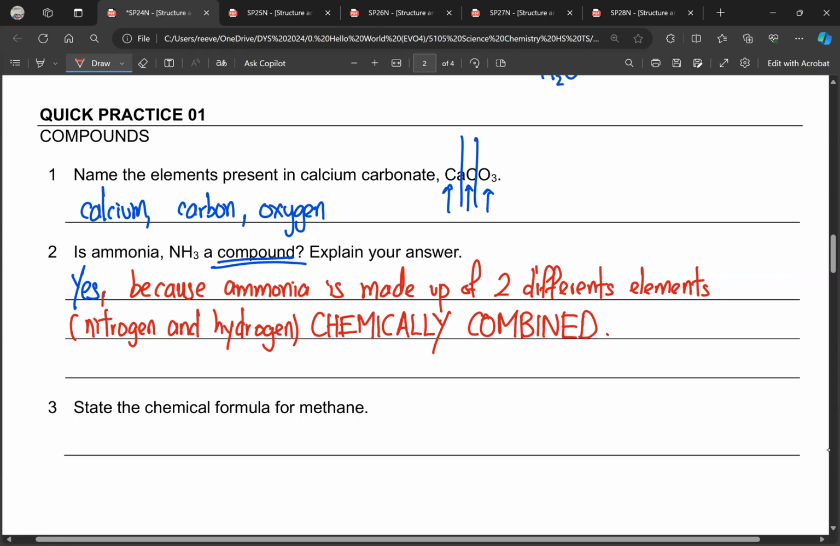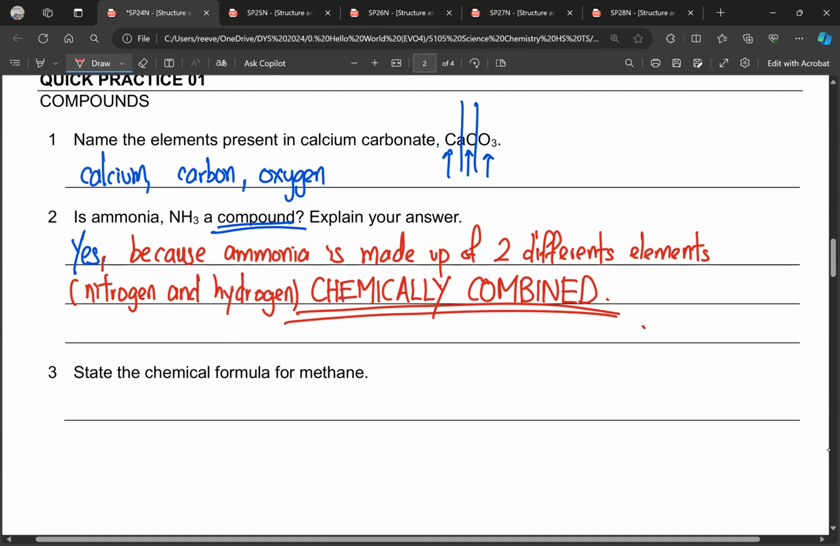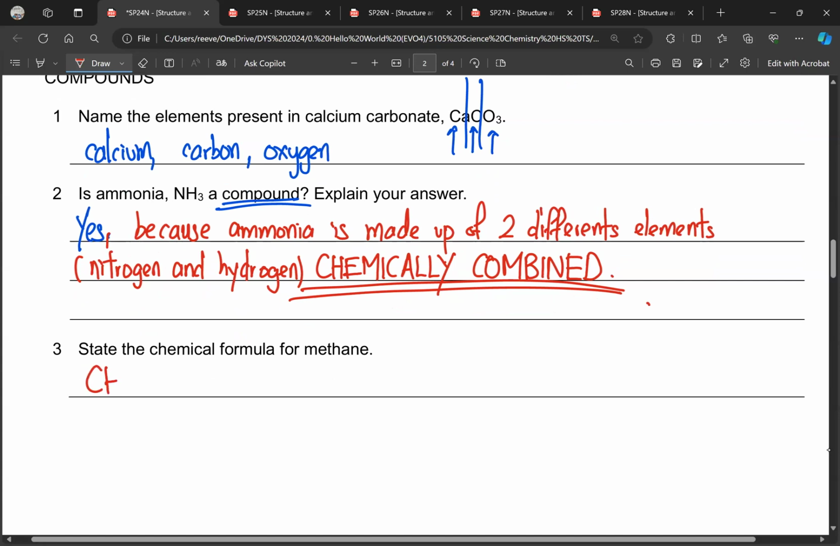Understand? If not, the nitrogen in the air just floats around, the hydrogen in the air also floats around. These two things float around, how to give you ammonia? It will never give you ammonia. You need a chemical reaction to combine them. Remember the chemical reaction? I need some heat. So I must have the chemical reaction to chemically combine. I must see the words chemically combined.